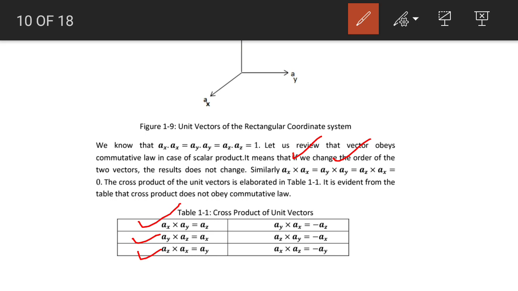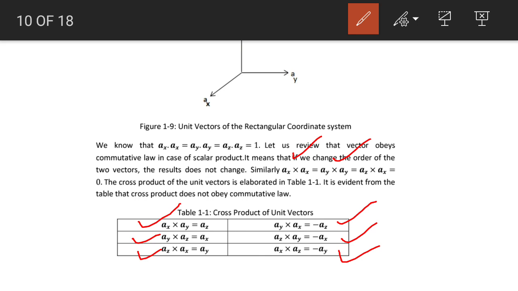So if we change the order of the two unit vectors in this table, the resultant unit vector will change. We need to place a minus sign with the resultant unit vector. So you see, we are changing the order of the two unit vectors over here. Ay cross ax results in minus az, az cross ay results in minus ax, and ax cross az results in minus ay.